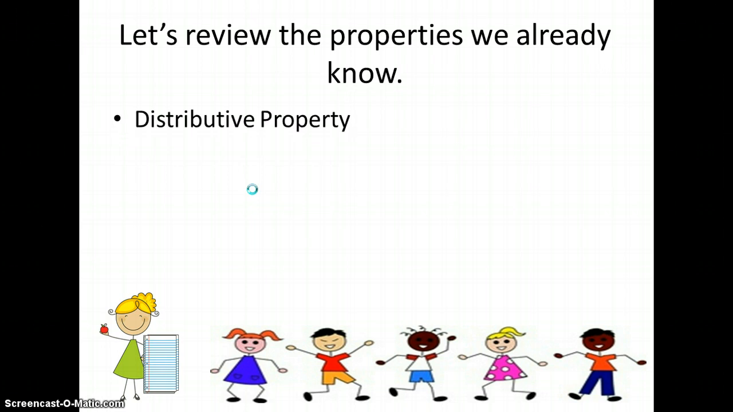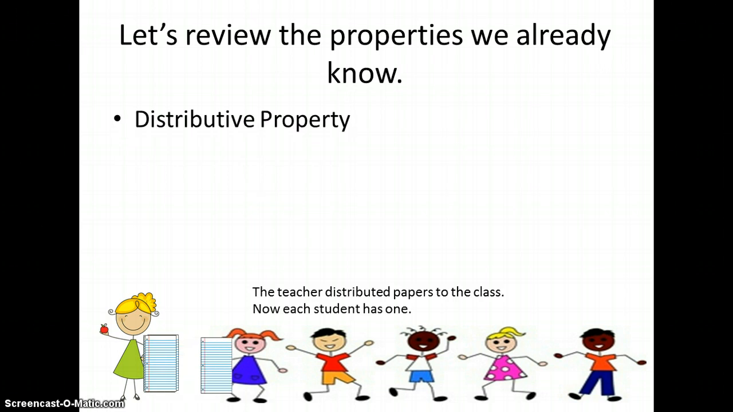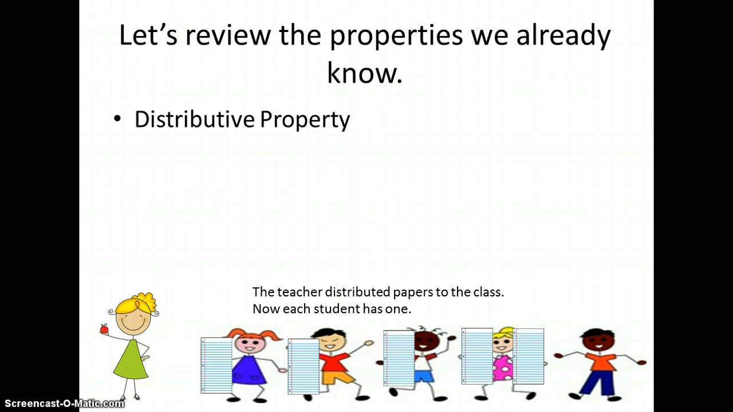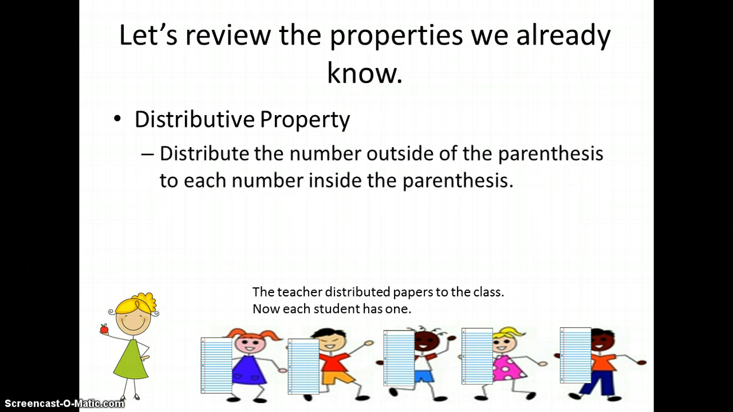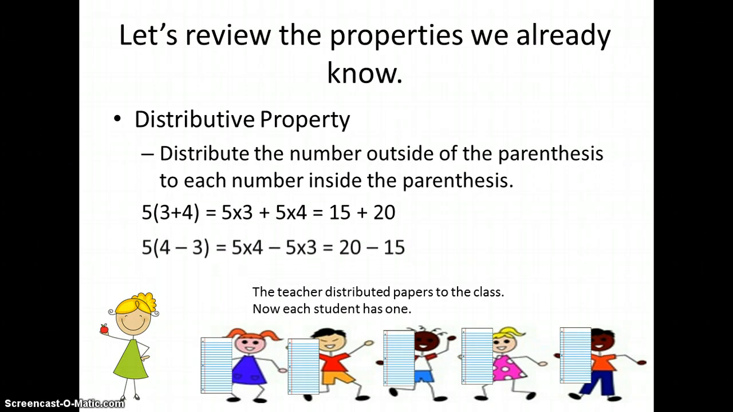The third property we talked about was the distributive property. And we can illustrate this property by thinking of a teacher who distributes papers to the class. When she does that, each child or each student will have a copy of the paper. When we use the distributive property, we distribute the number outside the parentheses to each number inside the parentheses. Unlike the associative and the commutative property, the distributive property uses multiple operations.